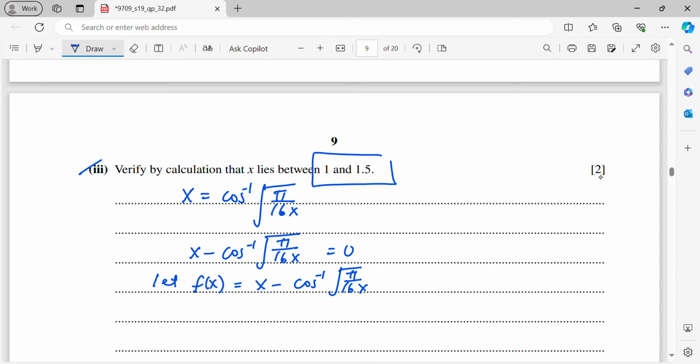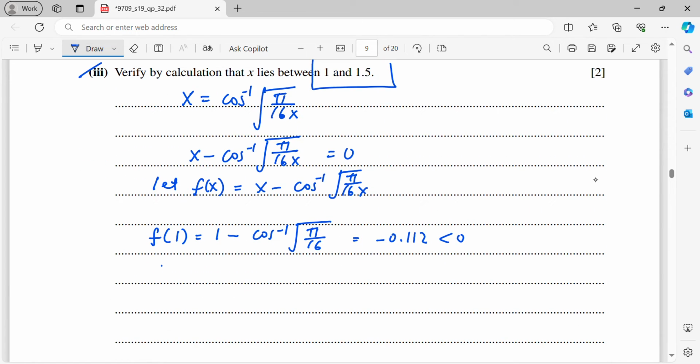So to prove that it's between 1 and 1.5, now you replace x by 1. Okay, so when you calculate this, make sure you calculate in radians mode. That means you will be getting negative 0.112. This is less than 0. And then followed by f(1.5). That is going to be 1.5 minus inverse cos square root of pi over 16 times 1.5. Then this will be 0.299. That is greater than 0.